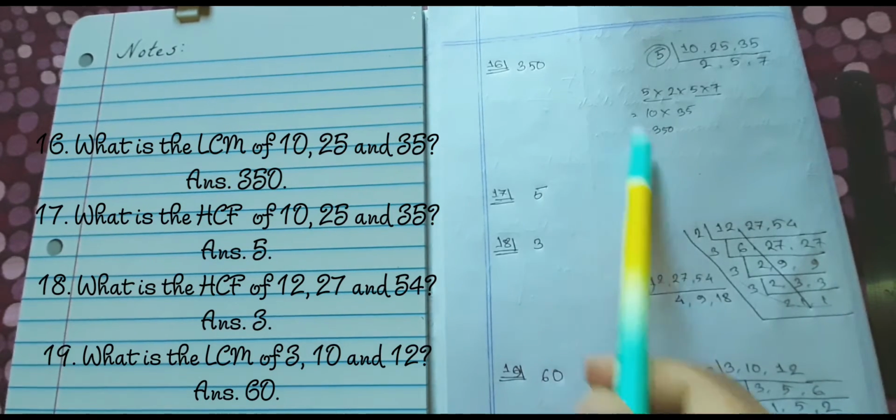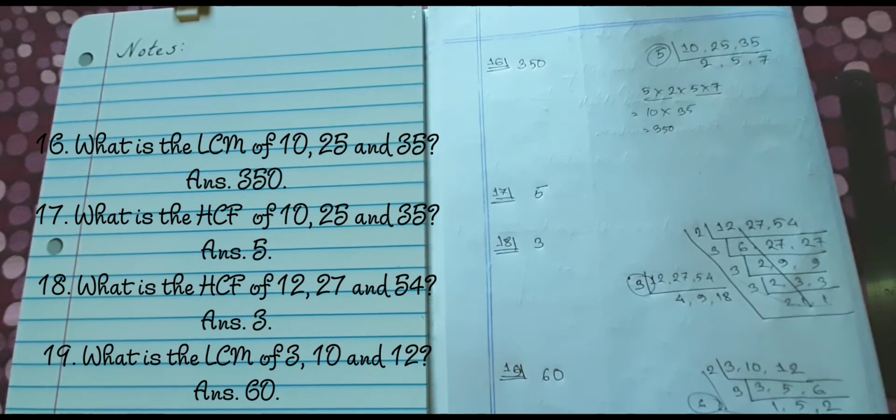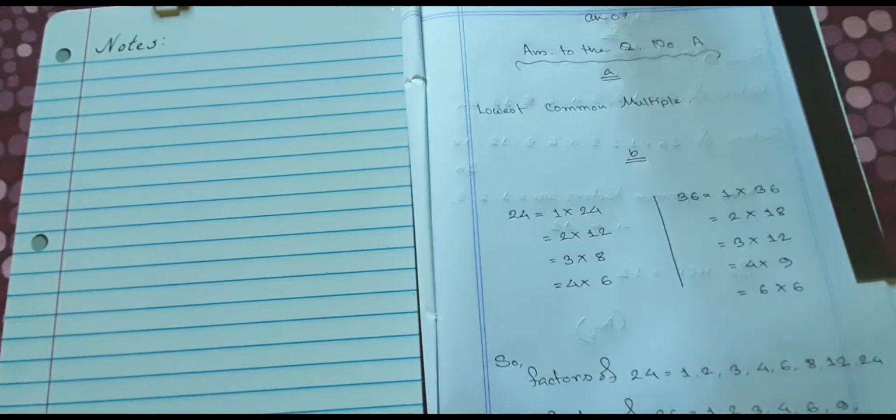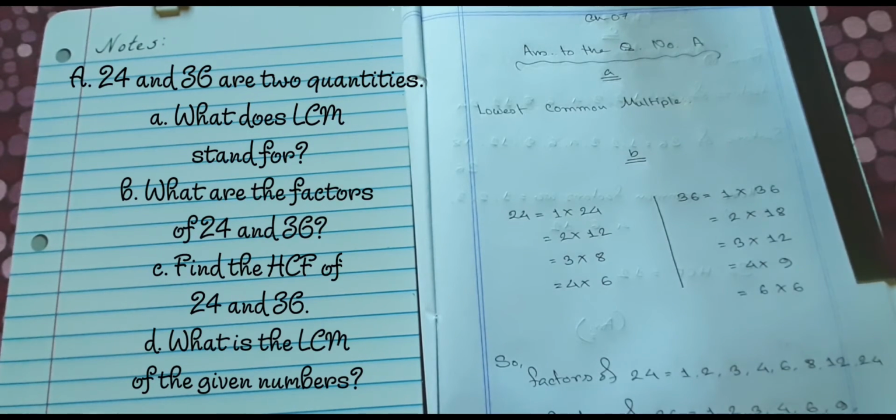So these are the ways you are actually going to do your short question answers, and I'm going to do the creative question answer now, so please stay with me. The first question you can see on the screen on your left side. Basically I marked them as A. Okay, 24 and 36 are 2 quantities. The first question, A number, is what does LCM stand for? B is what are the factors of 24 and 36? C is find out the HCF of these two numbers, and what is the LCM of the given numbers.